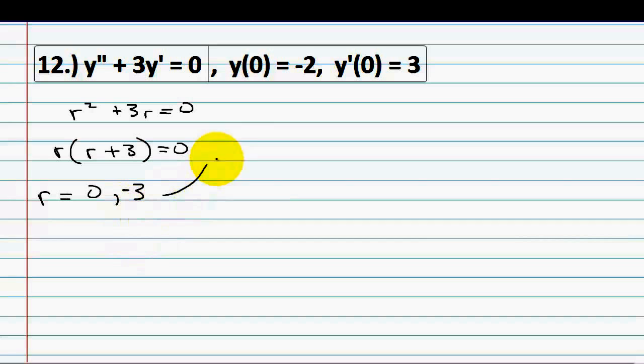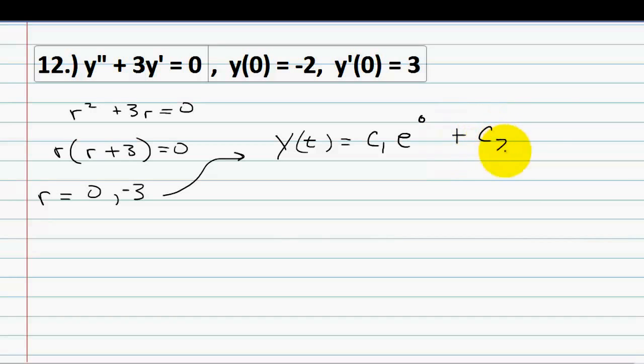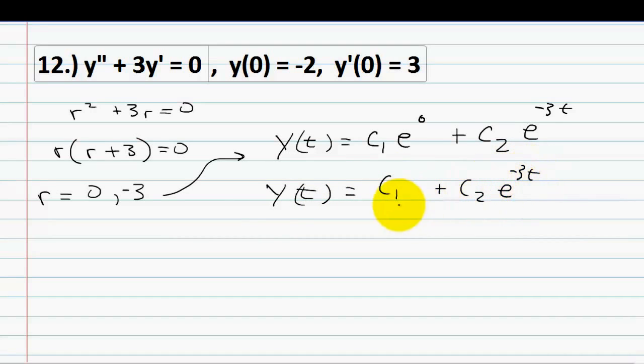Now we're going to write that into the equation. So we're going to get y of t is equal to, so this is going to be c1 e to the 0 power plus c2 e to the negative 3t. So this y of t just becomes y of t is equal to c1 plus c2 e to the negative 3t. Now that we have it here, we're going to go ahead and take the derivative so we can start solving this problem.